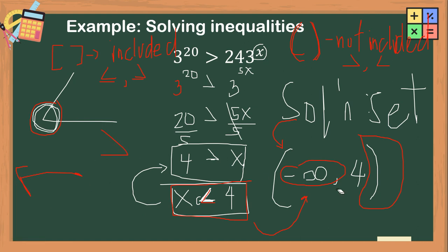Okay? It depends. If it faces right, it means the infinity is on the right side. Since the opening faces left, our infinity is on the left. But it is negative because of the inequality less than. I hope you get what I mean.